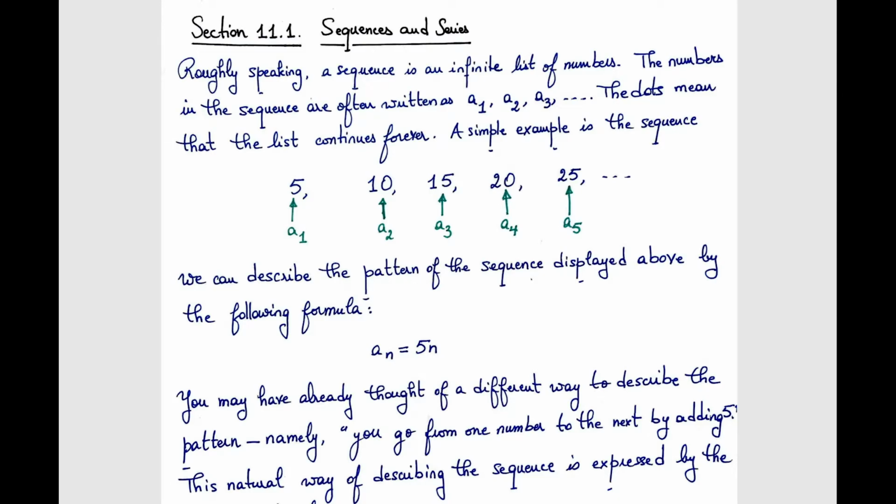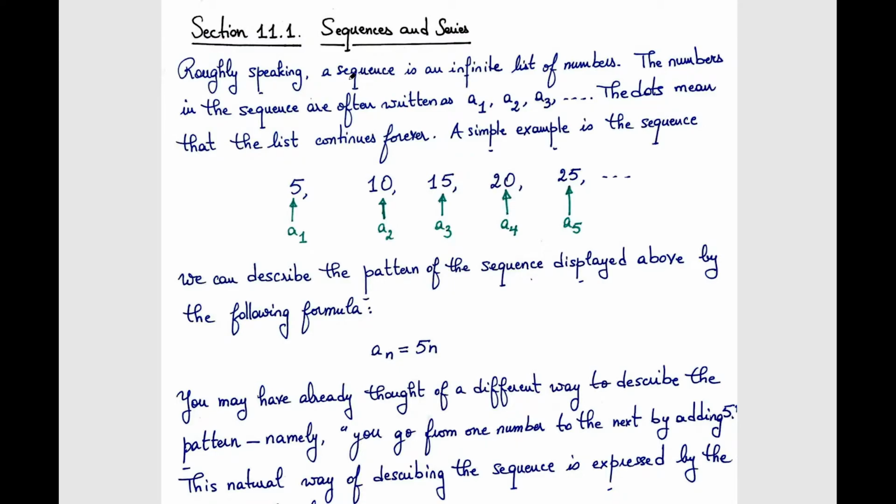Section 11.1, Sequences and Series. So what's a sequence? In some sense, a sequence is an infinite list of numbers. The numbers in the sequence are often written as a sub 1, a sub 2, a sub 3, and so on, and the dots mean that the list continues forever. So we're thinking here about sequences as being an infinite list of numbers. So every term has a succeeding one, okay?